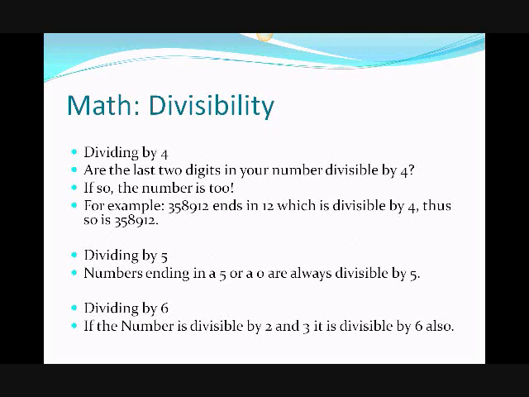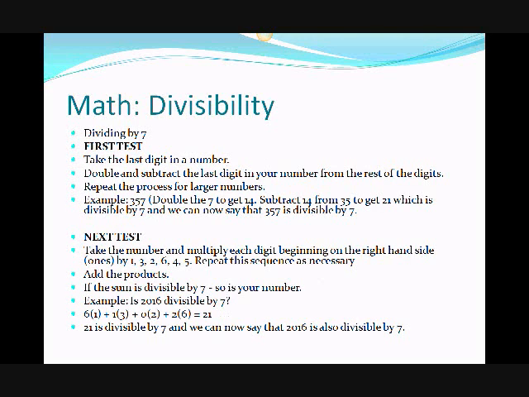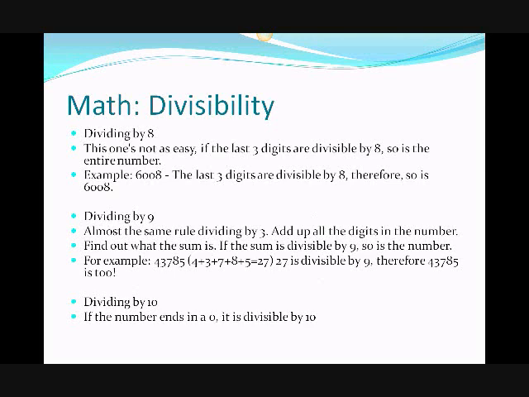You can divide a number by 5 if the number ends in a 5 or 0. You can divide a number by 6 if the number is divisible by 2 and 3. A number is divisible by 7 by 2 tests. And the 7s are kind of difficult. But if you want to know what these tests are, just take a look at it. And of course, there's always practice on the blog. 8s, that's like that, 7 is a little weird. If the last 3 digits are divisible by 8, so is the entire number.